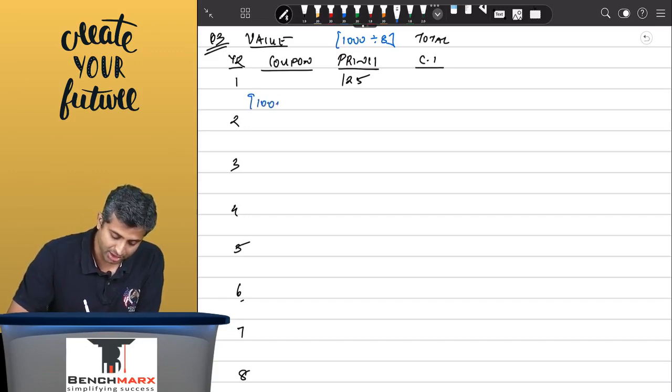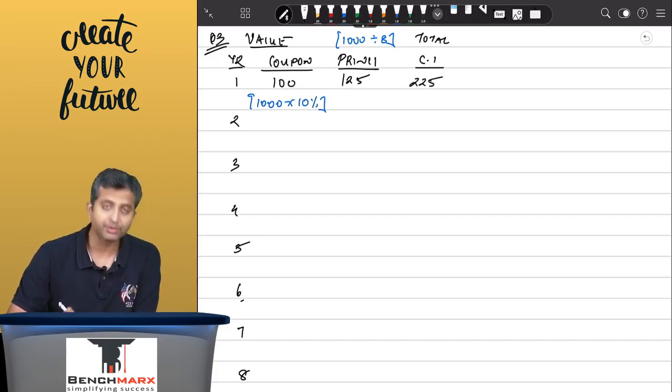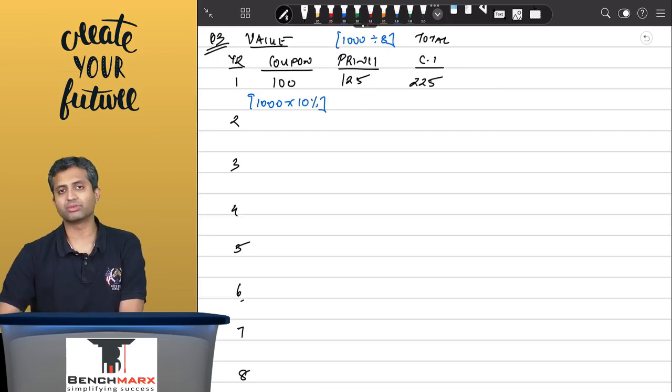Like in the first year, it is 1000 into the coupon rate of 10%, and hence this is going to be 100. So your cash inflow will be 225. Acha, will your cash inflow remain the same in the second year?